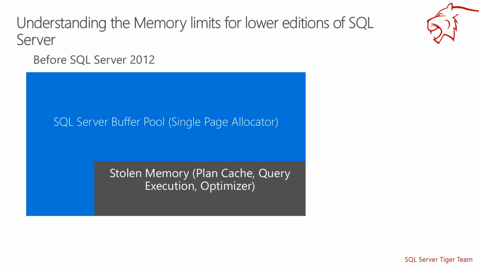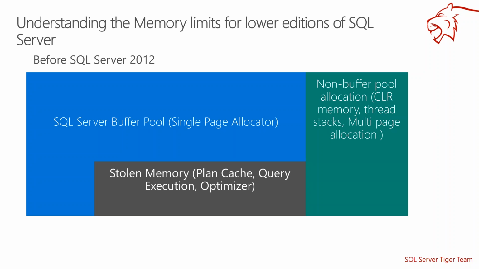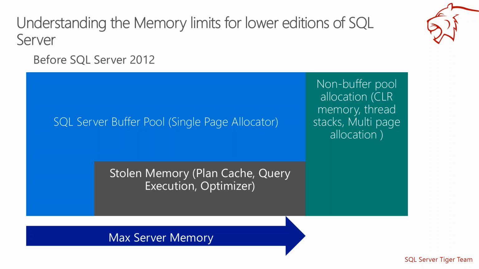However, if there is a requirement of memory which is more than 8K in size, which is what we used to call multi-page allocation, or if there is CLR integration wherein the CLR code requires memory, or a thread stack which would normally need memory for the stack, that memory was allocated outside your SQL Server buffer pool. And one of the other things to keep in mind is that your max server memory configuration in sp_configure was only meant to limit your buffer pool. It was not limiting your non-buffer pool allocation.